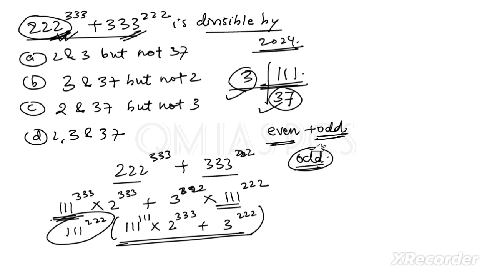So can we divide an odd number by 2? Tell me. Never. We can't divide an odd number by 2. That's why 2 is not a factor. So 3 and 37 is the answer, but not 2. Here B is your option. So you can try logic, you can try concept, whatever you can try.